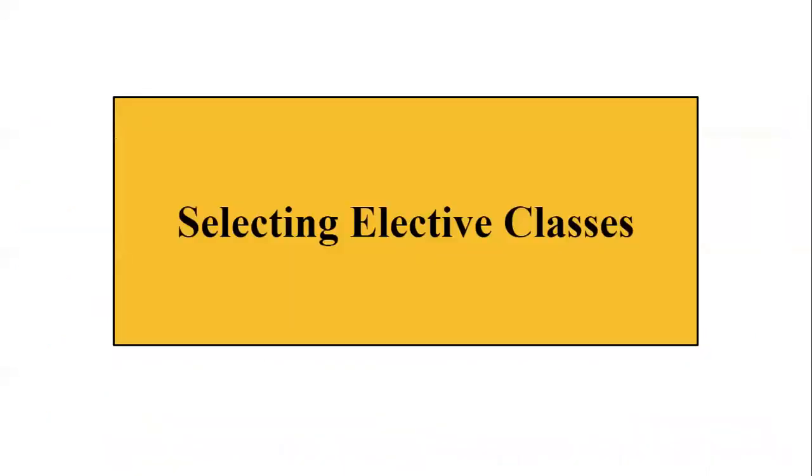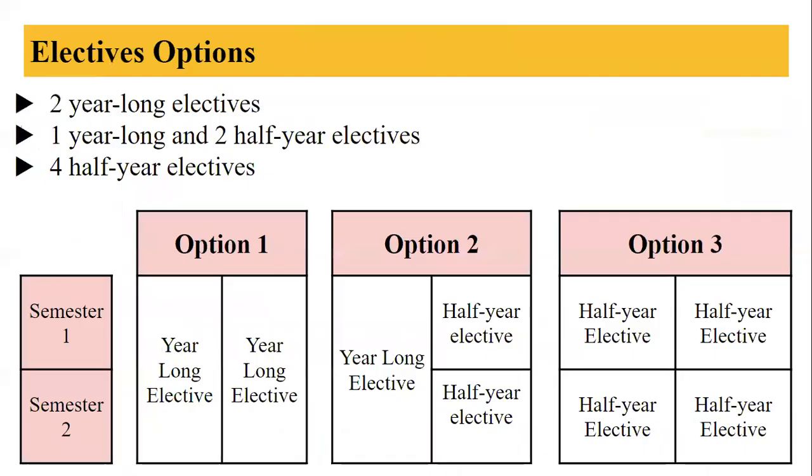Now we're going to talk about selecting elective classes. As a reminder, you've got 3 options for electives. You can take 2 year-long electives, 1 year-long and 2 half-year, or 4 half-year electives.